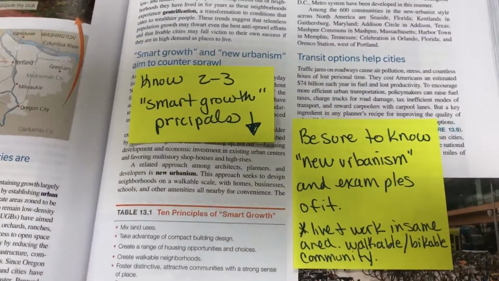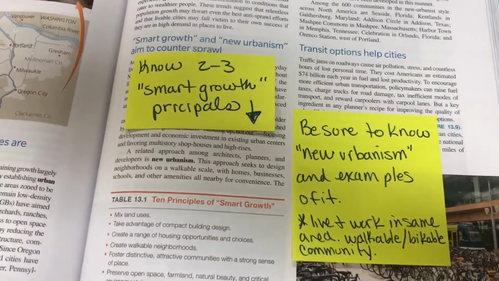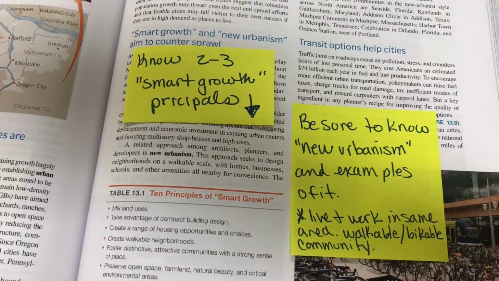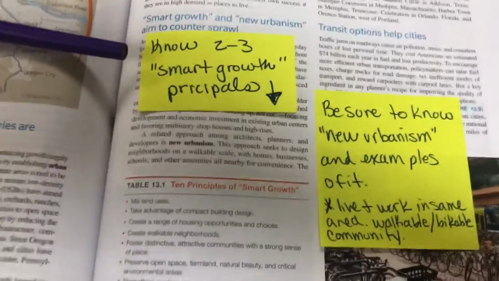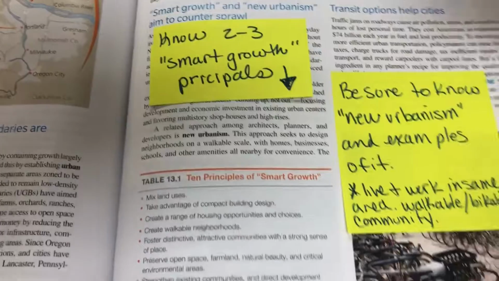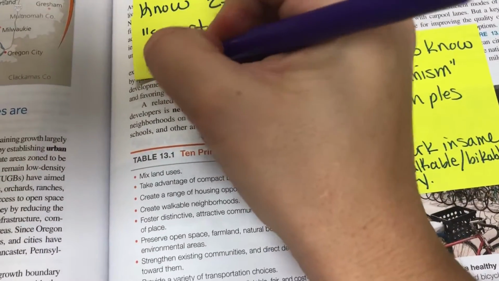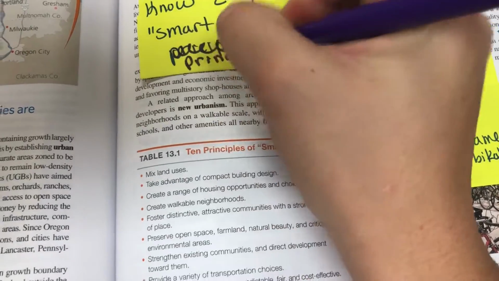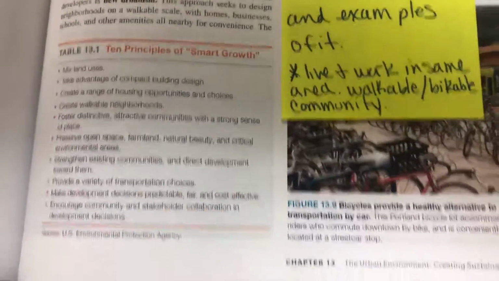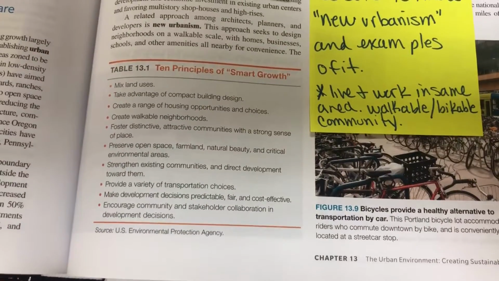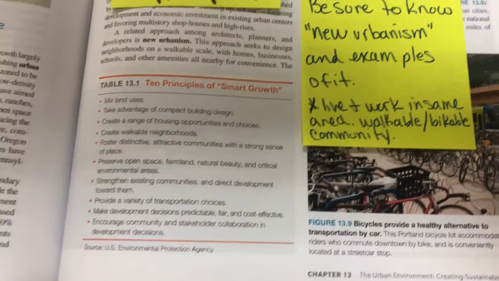All right. The next thing you have to make sure that you know on page 339 is 2 to 3 smart growth principles. I just realized I spelled that wrong. Okay. So make sure you review this list here. And these are all the goals of smart growth.